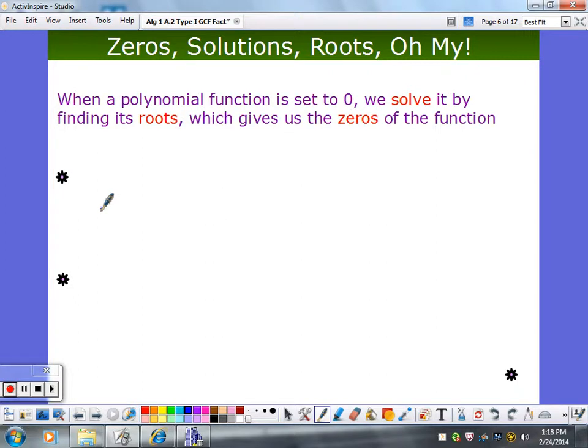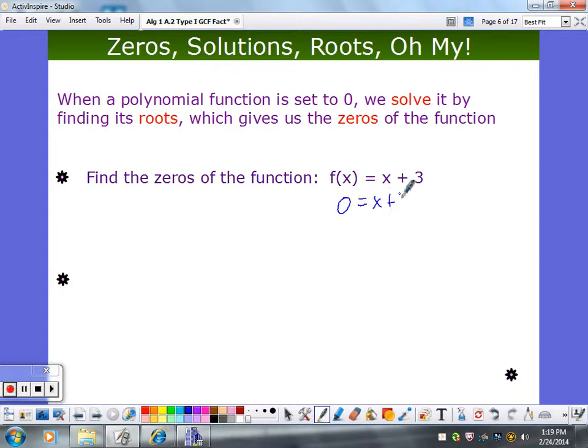So the polynomial function is set to 0. We solve it by finding its roots, which gives us the zeros of the function. So if I want to find the zeros of a function, we've done this. If f of x equals x plus 3, how do I algebraically, using algebra, find the zeros of this function? Set y equal to 0. In this case, I'm calling y f of x. So set that equal to 0. And then I solve this, right? So that tells us, whatever this graph looks like, at this point, negative 3, there will be something going through it. And then this line does look something like that.